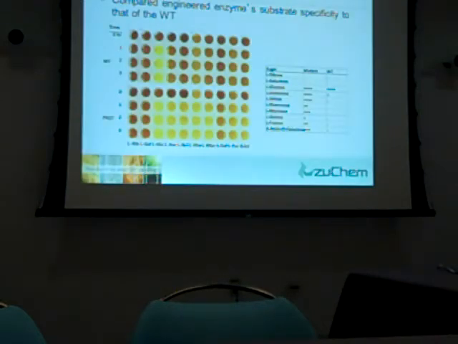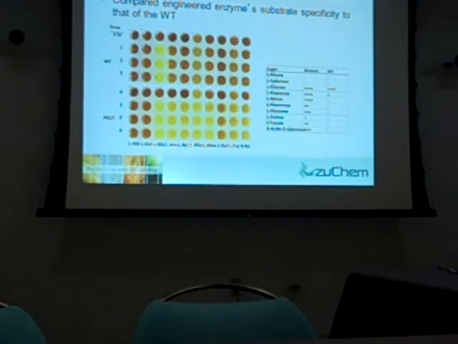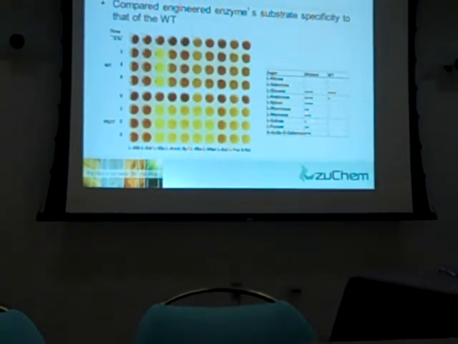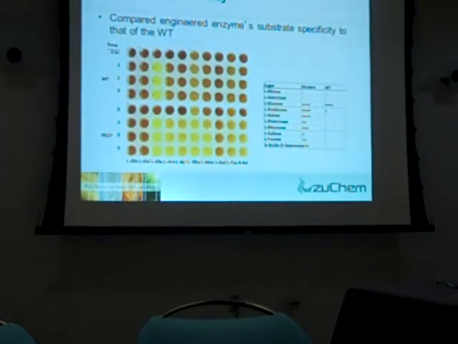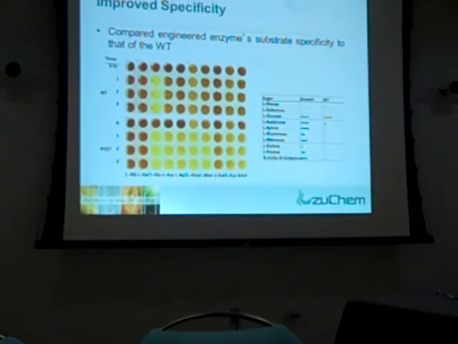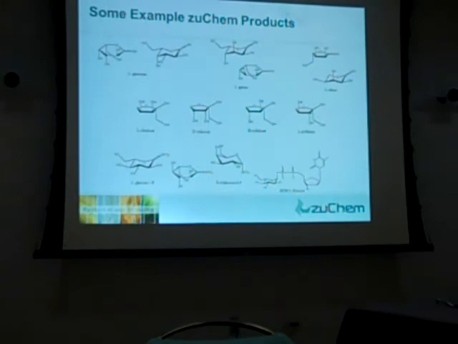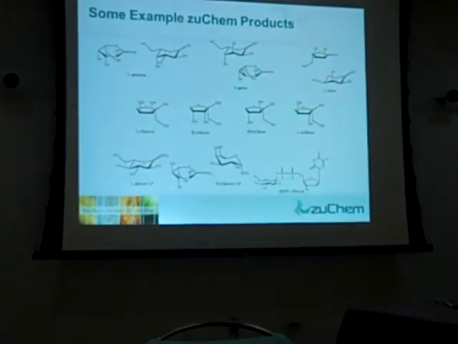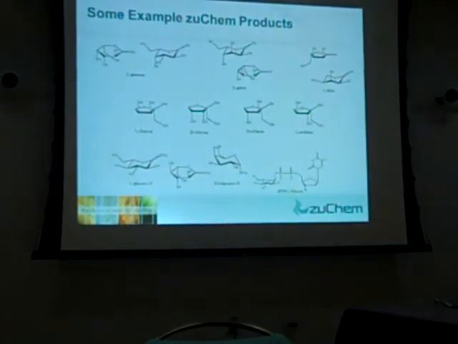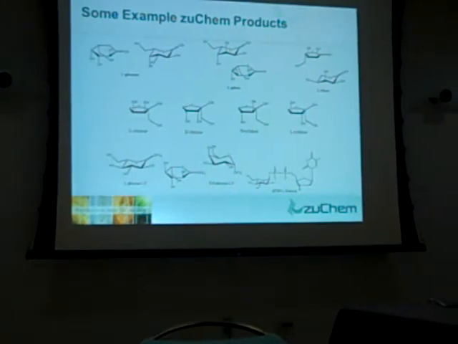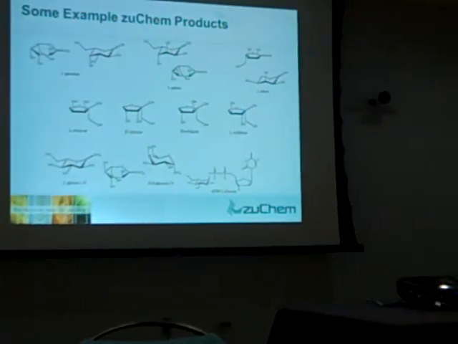We also improved and changed the specificity through making mutants through directed evolution applications. Here the wild type enzyme only worked on one sugar. We were able to expand the substrate specificity profile of it by creating proprietary mutants of the enzyme. Okay, so we can now make a whole series of sugars, and we sell these as small pharmaceutical quantity products to the pharmaceutical industry.